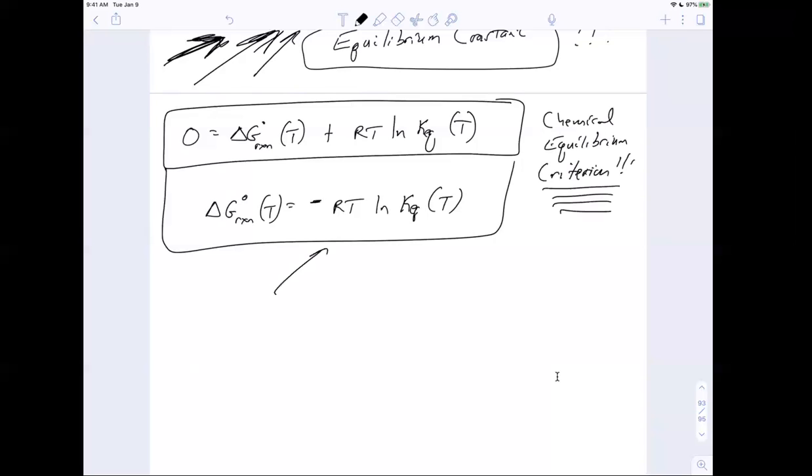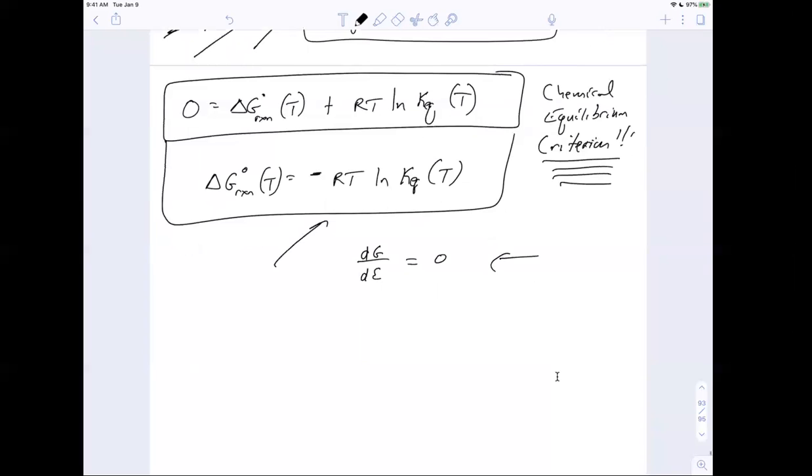But in the short term, the chemical equilibrium criterion comes about because we have dG at constant T and P, with extent of reaction epsilon, equal to 0. And again, this came about from the combined first and second laws. Remember that inequality, we looked at that at constant temperature and pressure. And the fact that G is equal to the sum of the mu_i and n_i.